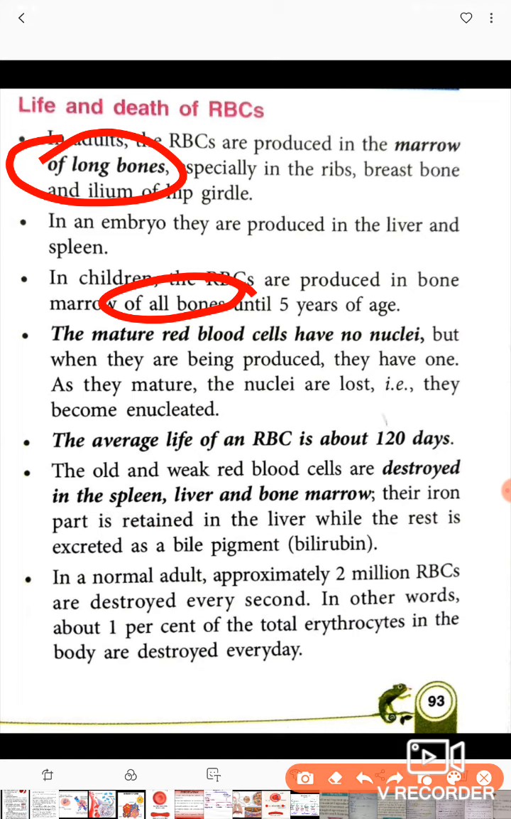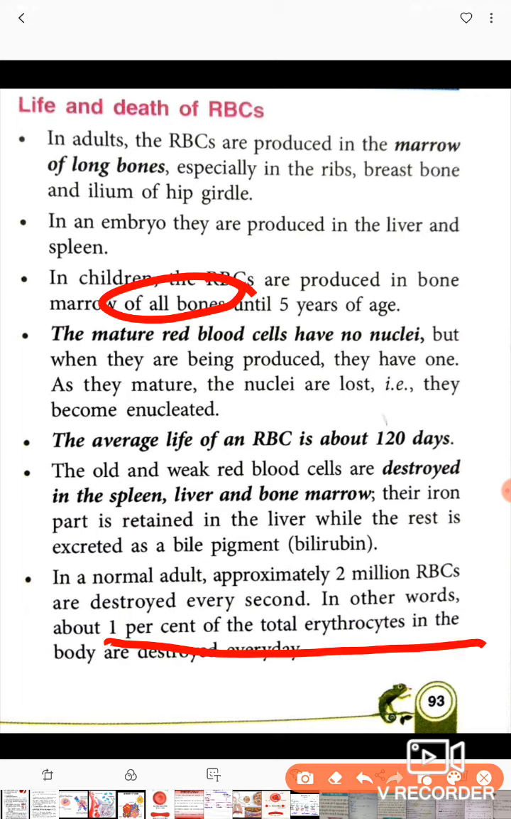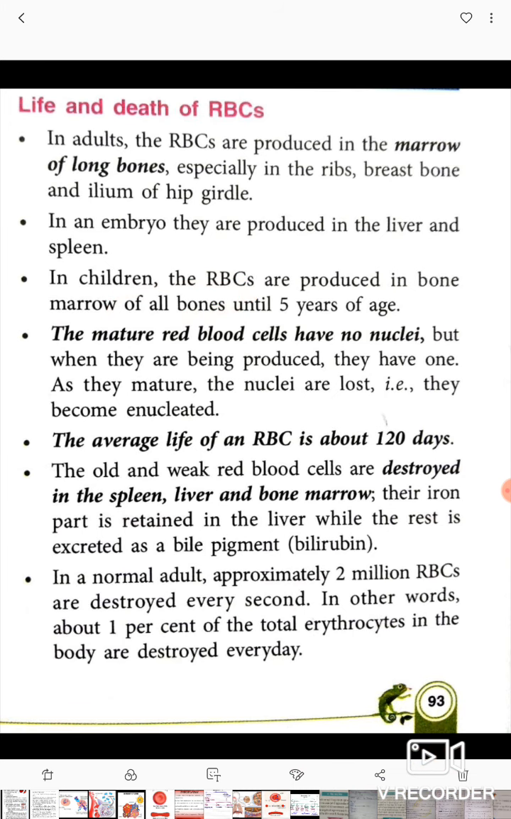The iron part remains in the liver. As you know, it has two portions, globin and heme. So the iron part will go to the liver and the other part will be excreted as bilirubin in the bile pigment. A normal adult has approximately 2 million RBCs destroyed every second. In other words, you can say that 1% of total erythrocytes in the body are destroyed every day, if you take a ratio.